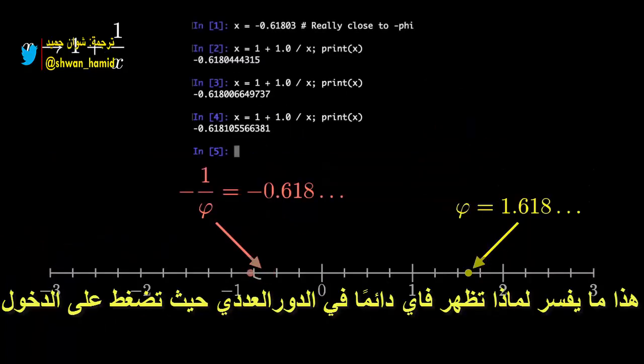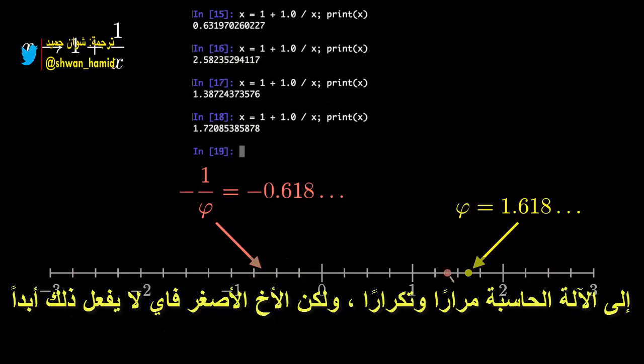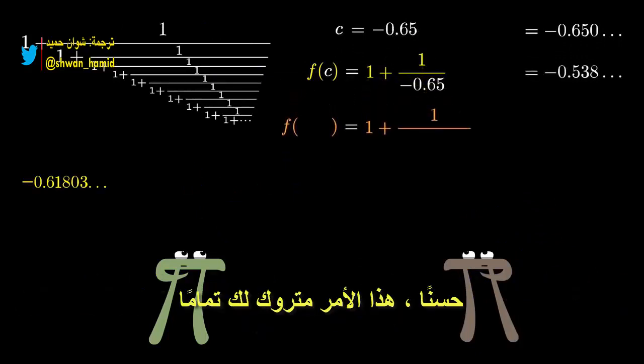And this explains why phi always shows up in the numerical play where you're just hitting enter on your calculator over and over, but phi's little brother never does. Now as to whether or not you want to consider phi's little brother a valid value of the infinite fraction, well, that's really up to you.